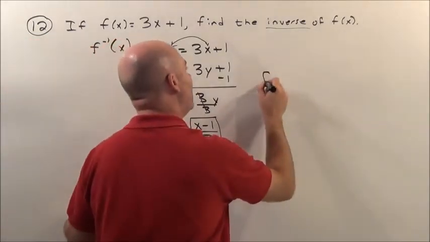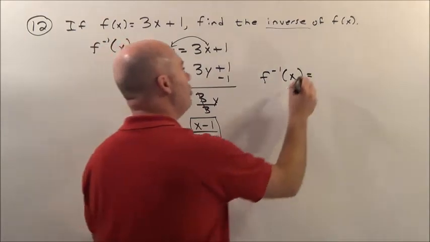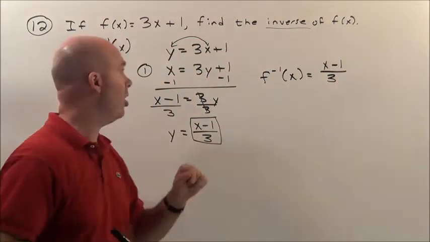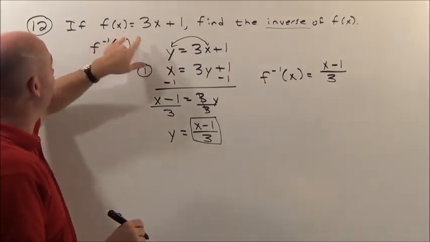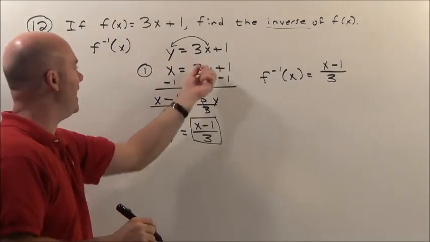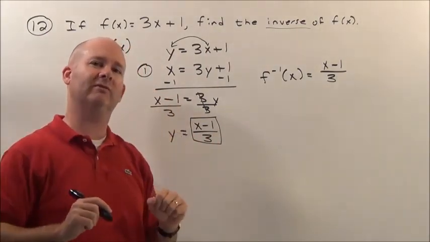So you could simply say, hey, the inverse of this function is x minus 1 over 3. Again, all you have to do is write it instead of f of x, write it as y equals, then simply change your x and y, solve for y, and the answer you get when you solve for y, that is your inverse of the function.